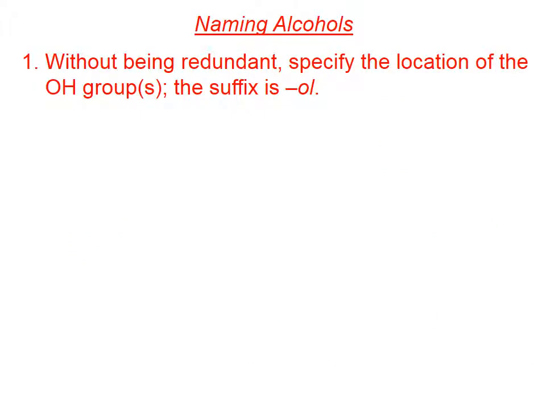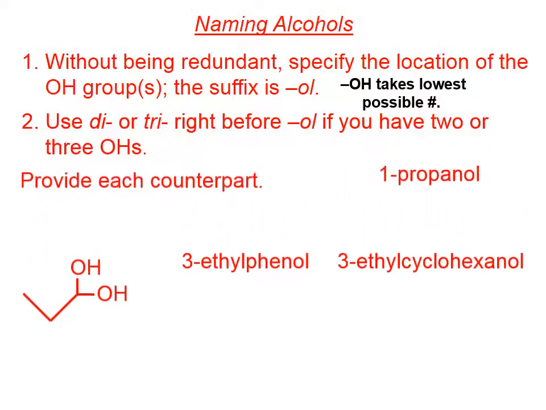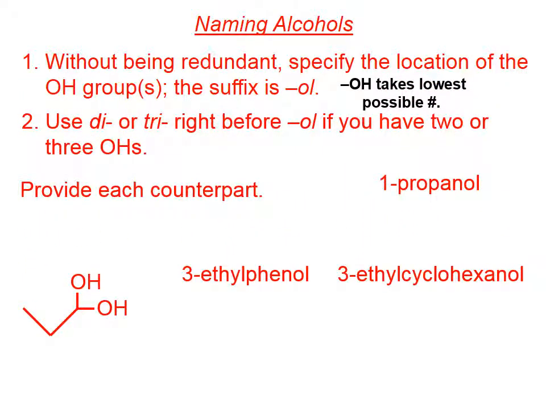So let's name alcohols. Without being redundant, specify the location of the hydroxyl group or groups. The suffix is "ol." The OH needs to take the lowest possible number, so the hydroxyl group takes precedence over everything else. You want to use di or tri right before the "ol" suffix if you have two or three OHs. Let's try the one on the right side of the screen first, 1-propanol.